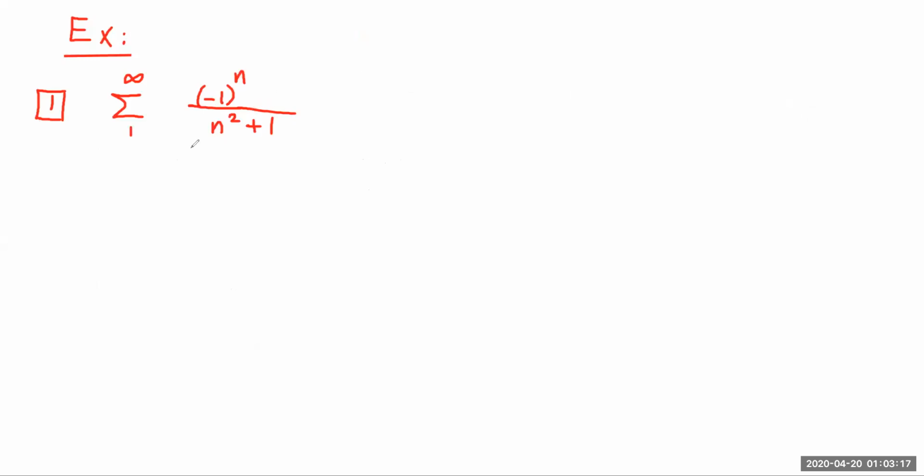So to study this series, let's suppose that here we have minus 1 power n times an. Wait a minute, an is 1 over n power 2 plus 1. So this series is sigma minus 1 power n times an. The first condition is correct, positive. Now the second condition, that an approaches 0 when n goes to infinity, is also correct. The third condition will also be correct.